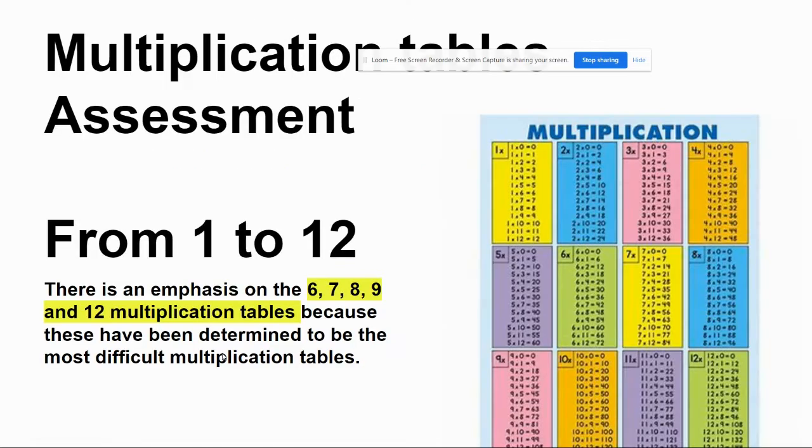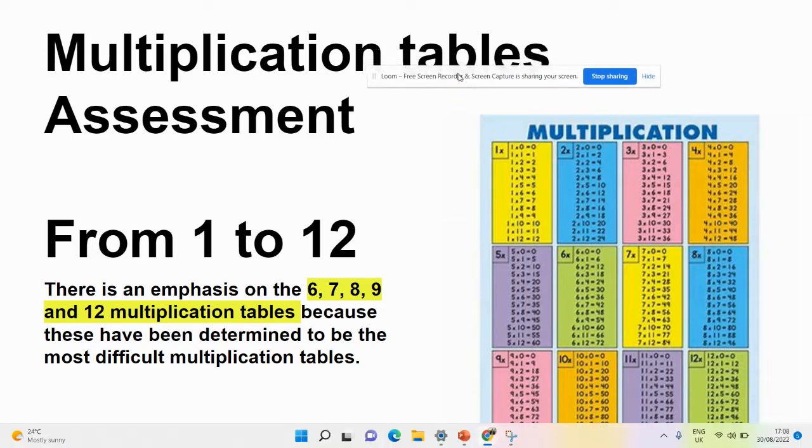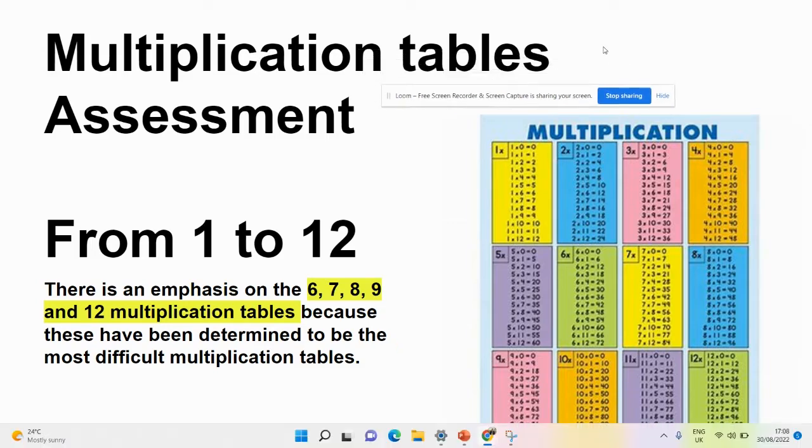Now, as I was saying before, this is just something for you to be aware of so that you know that if your child is going into year 4 and they still don't know their multiplication tables, or there are still some that they are struggling to say quickly, then it's probably a really useful thing for parents to get involved with and help their child with during the course of this year.